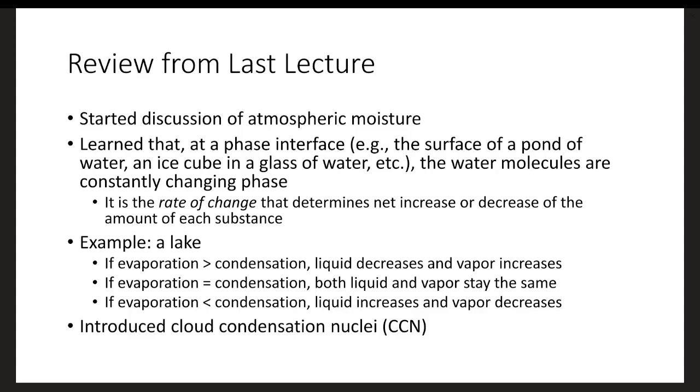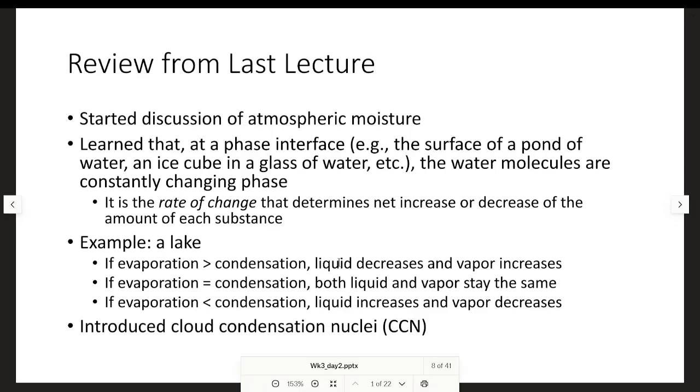So, we started the discussion of atmospheric moisture. We learned that at a phase interface, where two things of different phases meet, there is a constant phase change of water molecules. It's the rate of change that determines the net increase or decrease of the amount of each substance. If there's net evaporation, there's going to be more water vapor, while if there's net condensation, there's going to be more liquid water. If they are equal, they're going to stay at the same amounts.